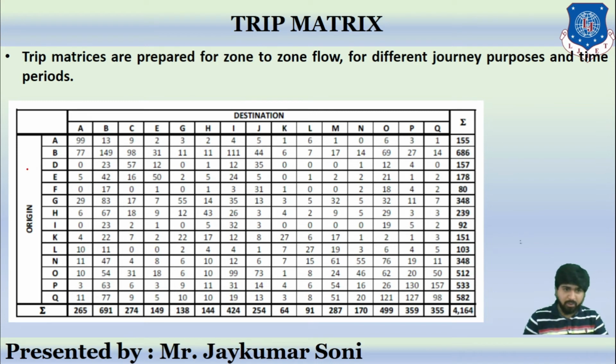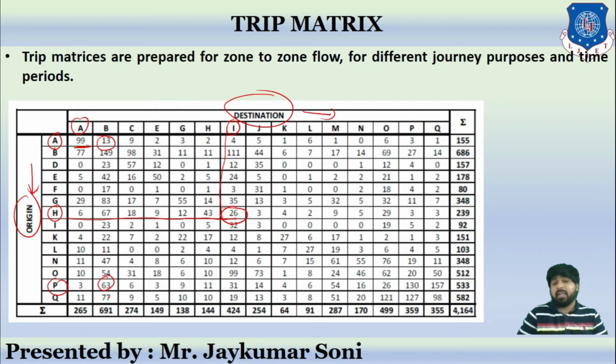See, as I have already mentioned, this is origin, this is destination. See, origin and destination. From A to A, 99 trips have taken place. From A to B, 13 trips have taken place. From G to I, see, G to I, where it is intersecting here, 26 trips have taken place. From P to B, 63 trips have taken place. From Q to Q, 98 trips have taken place.